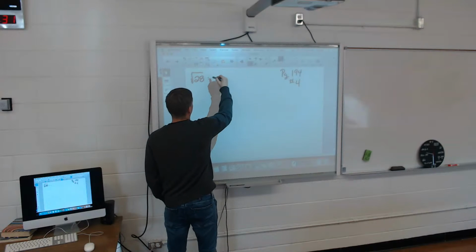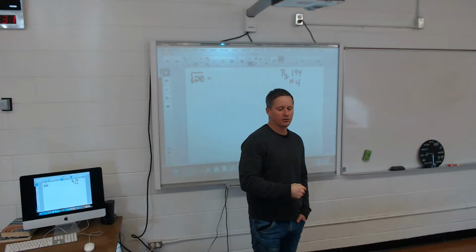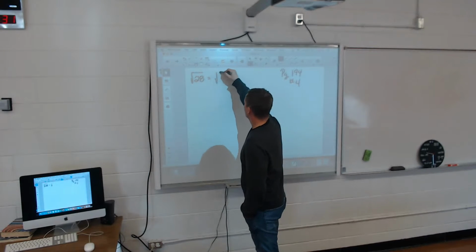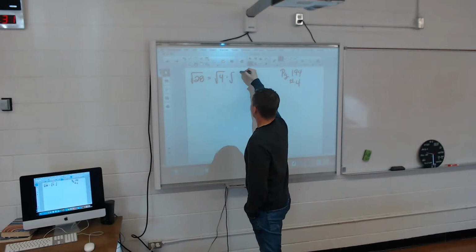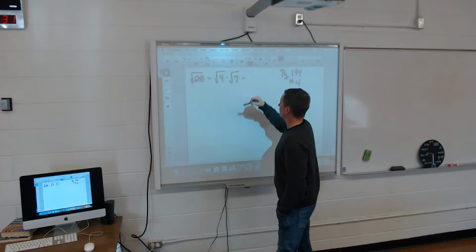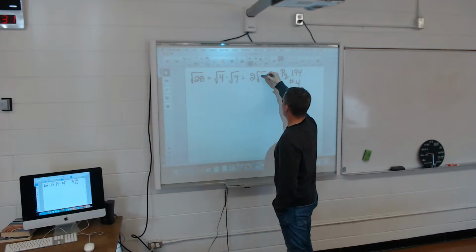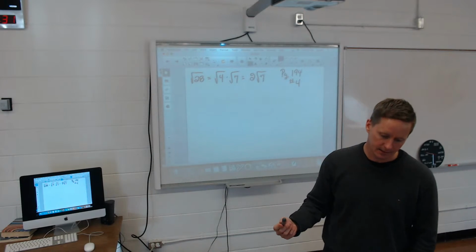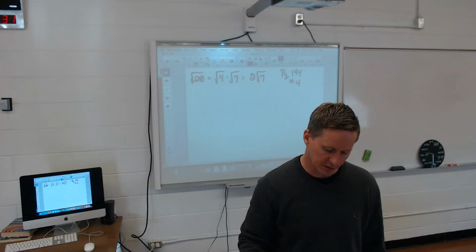square root 28, I'm looking for a perfect square that goes into 28. That being 4. Okay. So then that works out to 2 square root 7. So that's a similar radical or a like radical. So root 28 and 2 root 7 are like radicals.